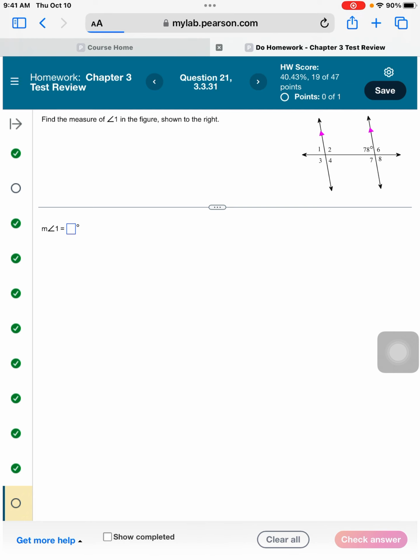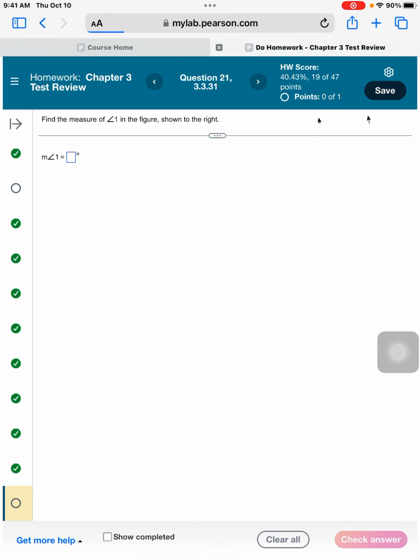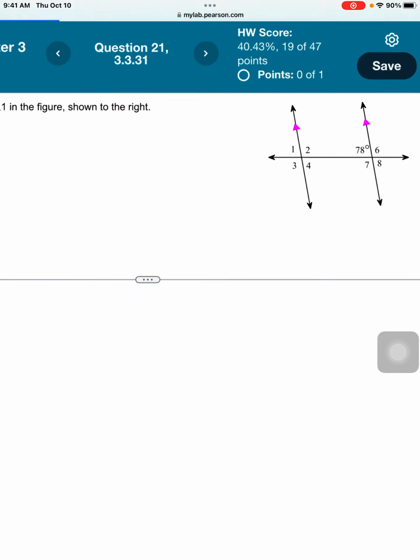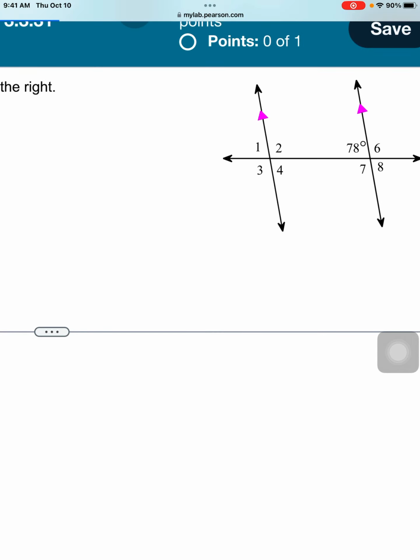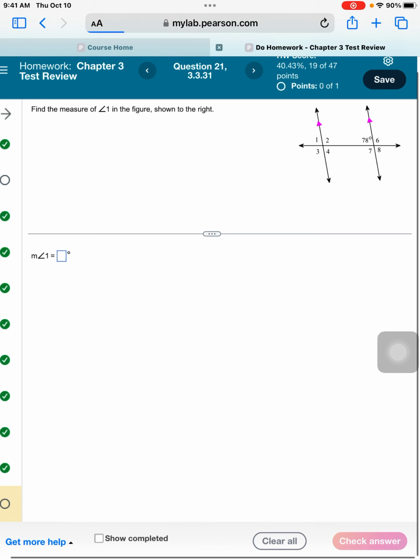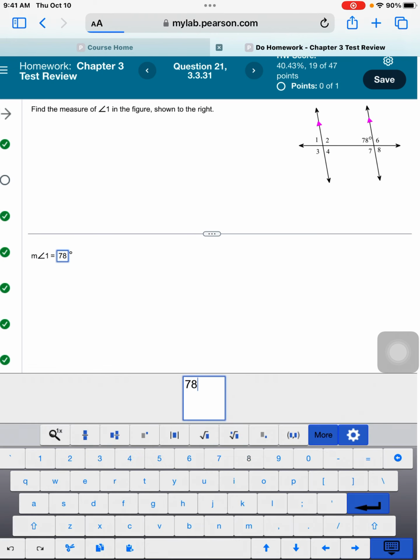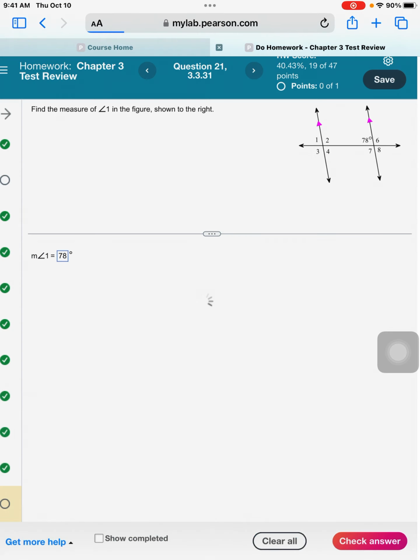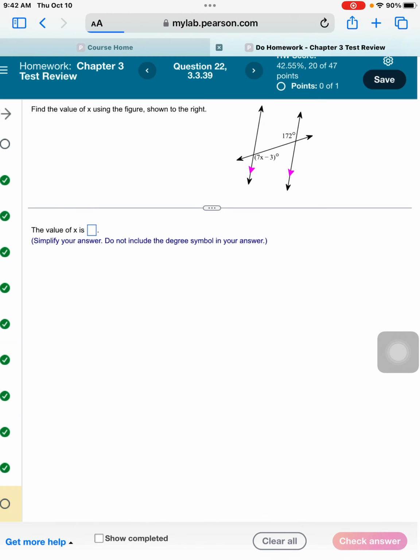Okay, measure angle 1, that's 78, right? I don't get the trick behind this question. It's just 78. They're corresponding angles. See, I'm not going to disrespect you guys. I'm not going to put that on your test. That's way too easy. Like, come on. That was a joke. All right.